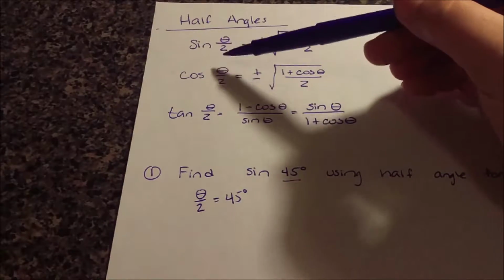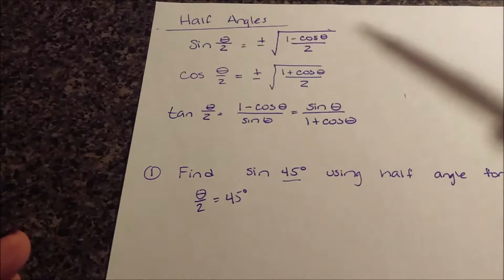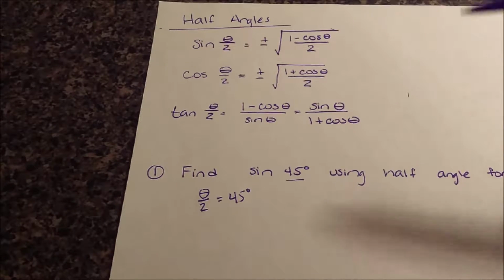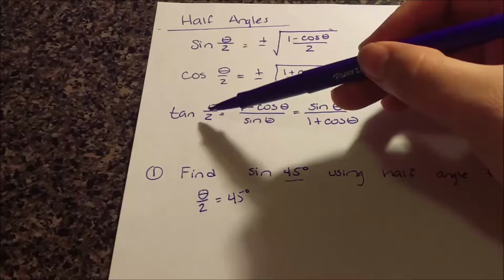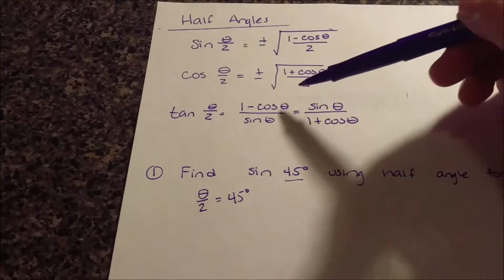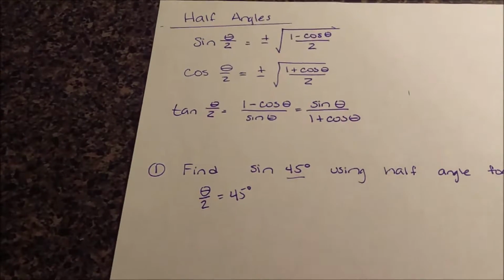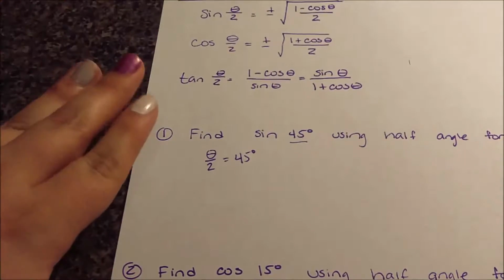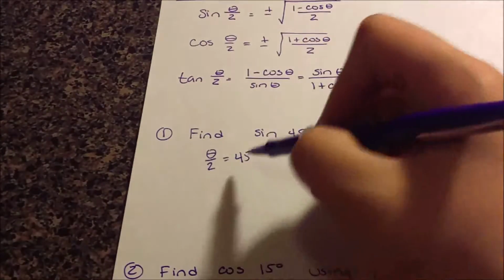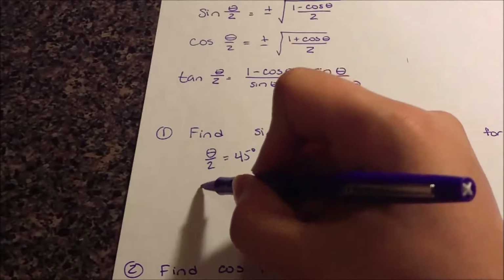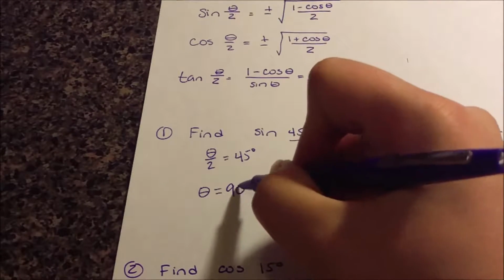If you already knew the values for that half angle, you wouldn't need the formula at all. You would just find the value from your unit circle. So we're assuming you don't know this value, but you do know the full angle from your unit circle. So in this case, we know both. That's just so that we can check our work. So the half angle is 45 degrees. If I multiply both sides of this formula by 2, that gives me that theta is 90 degrees.